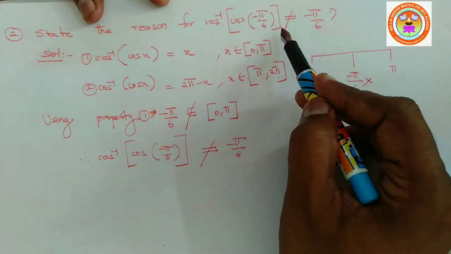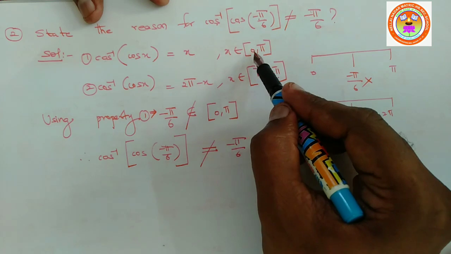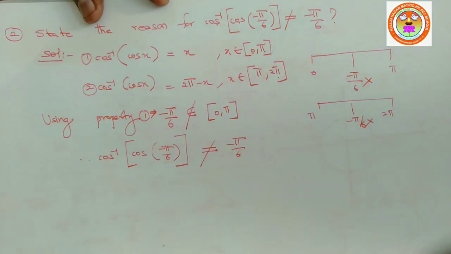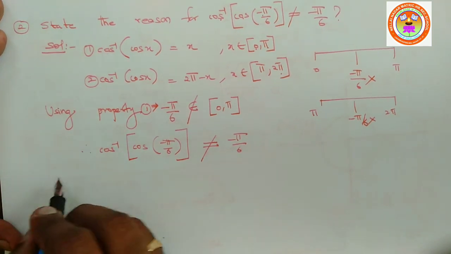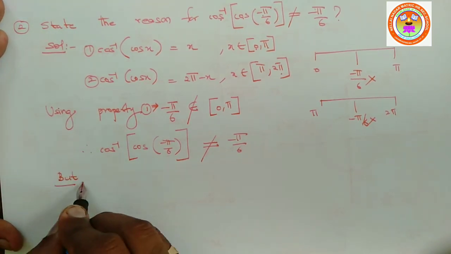It's not equal. Why is it not equal? Because minus pi by 6 does not belong to [0, pi]. This is the main reason. If you want, we can do it in another way also.